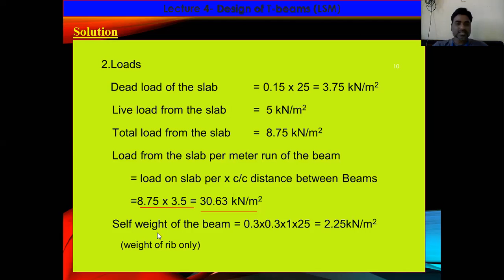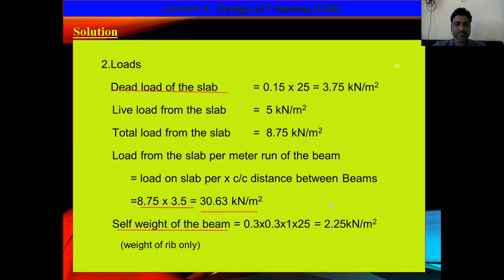Next is the self weight of the beam, that you also need to consider. So here two parts are there. One is the slab, and the other one is the beam, right? Here we have calculated the self weight of the slab. Now you need to add the self weight of the beam.